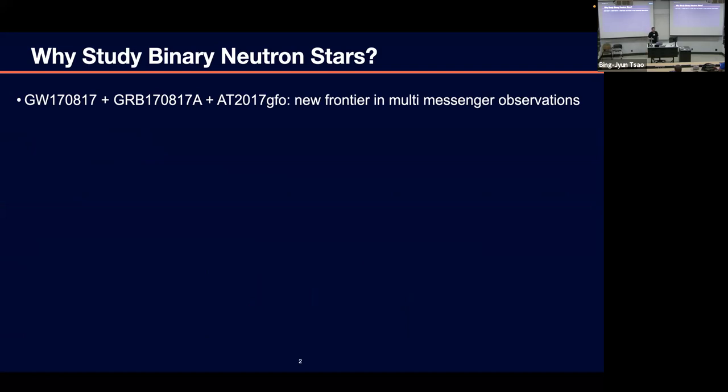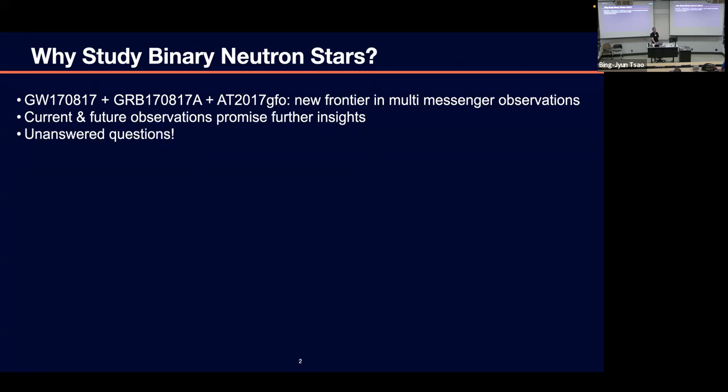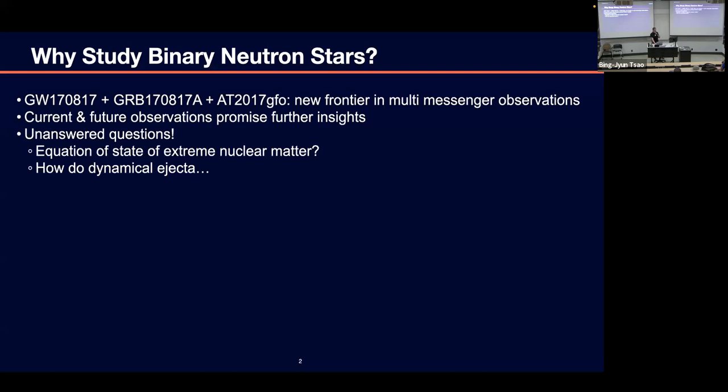But yeah, so GW170817 and its electromagnetic counterparts basically open a new frontier for multi-messenger observations. And both current and future observations, as pointed out by Deidre and others, can promise further insights into these systems. In particular, there are still several unanswered questions about them that we want to address, right? So what is the equation of state of extreme nuclear matter? And how, for example, do dynamical ejecta produce kilonovae? We know that they do, but how can we understand all the details about that? And also, how can we explain the abundances of elements produced by r-processes in our universe?